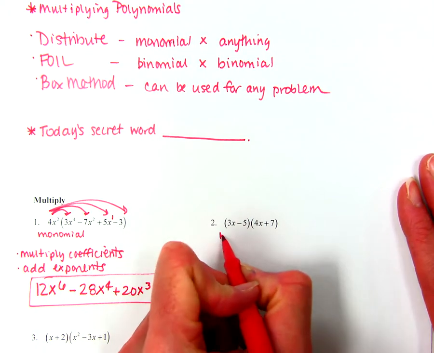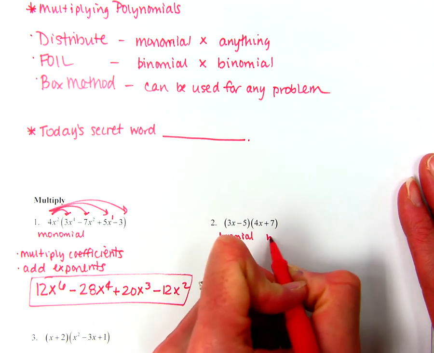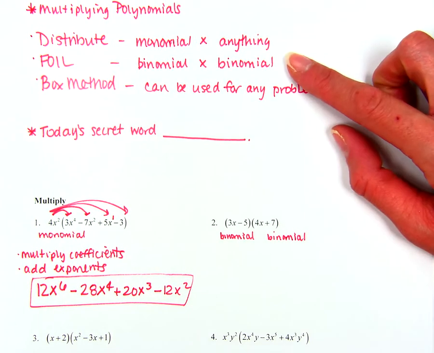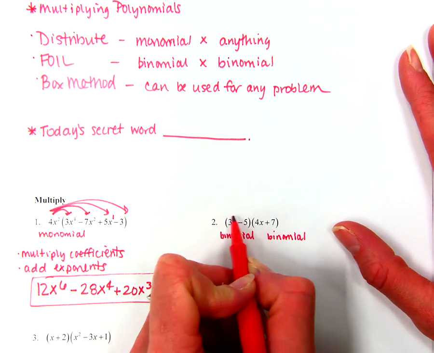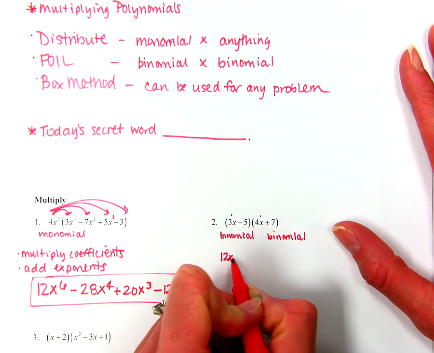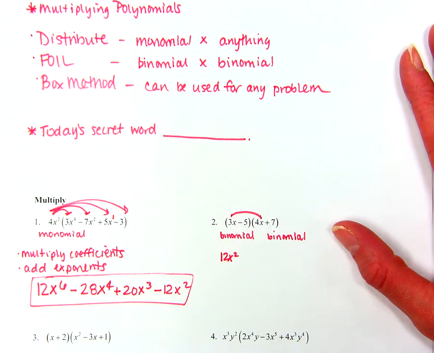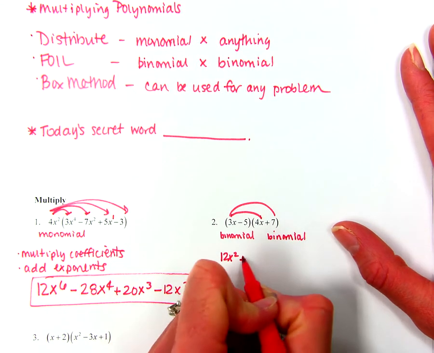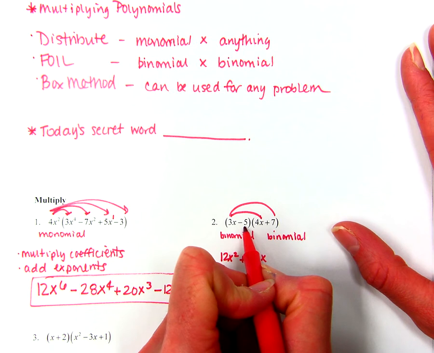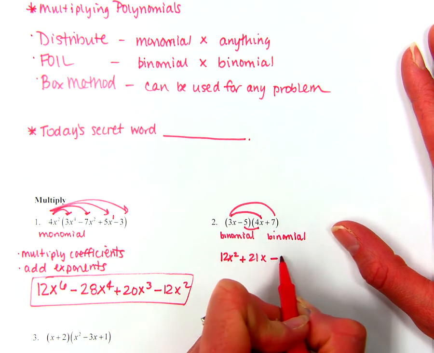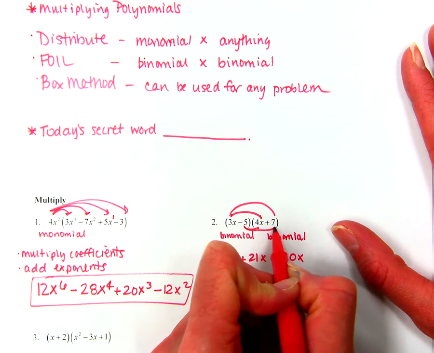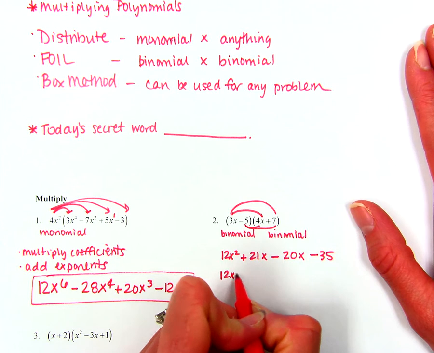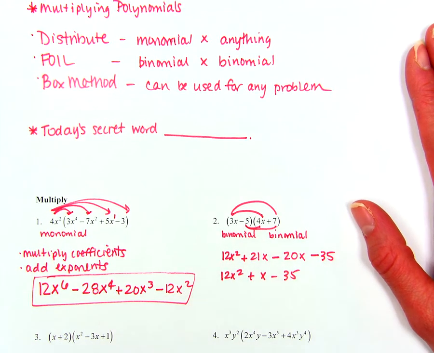All right, this one is a binomial, 3x minus 5, times another binomial, which is 4x plus 7. Okay, so now I'm going to use the FOIL method. I'm going to do first times first. That's 3x times 4x. That's 12x squared. Basically, it's just a way of remembering how to distribute. Then I'm going to do outer times outer, which is distributing my 3x times my 7, so that's 21x. Then I'm going to distribute the negative 5 to both of these terms, so inner times inner is negative 20x, and negative 5 times 7 is negative 35. Okay, then I'm going to add my like terms, so I get 12x squared plus x minus 35. And then I'm all done.